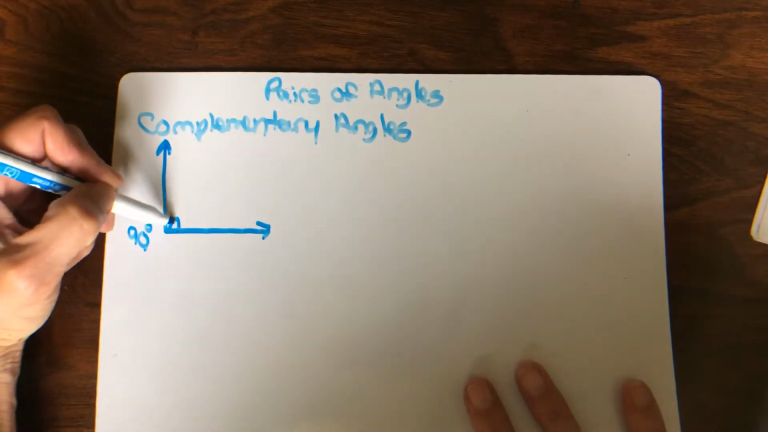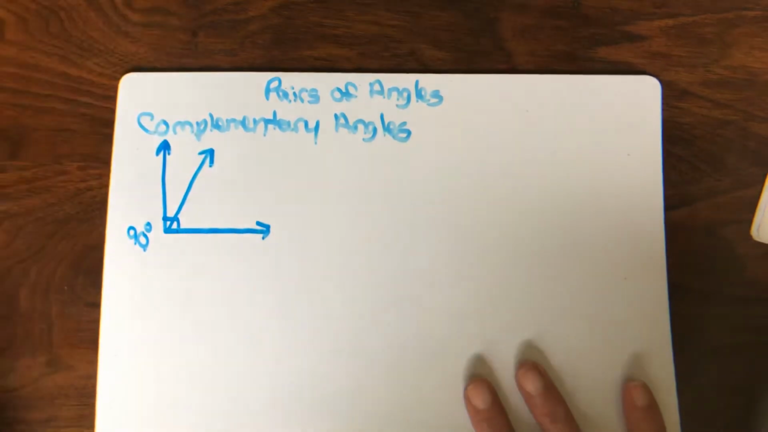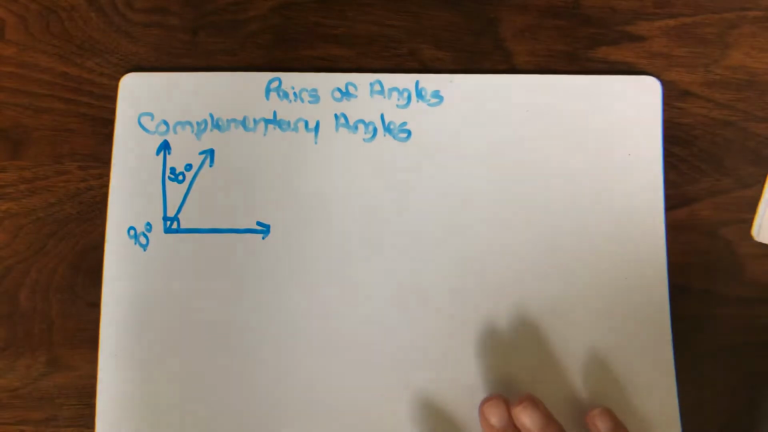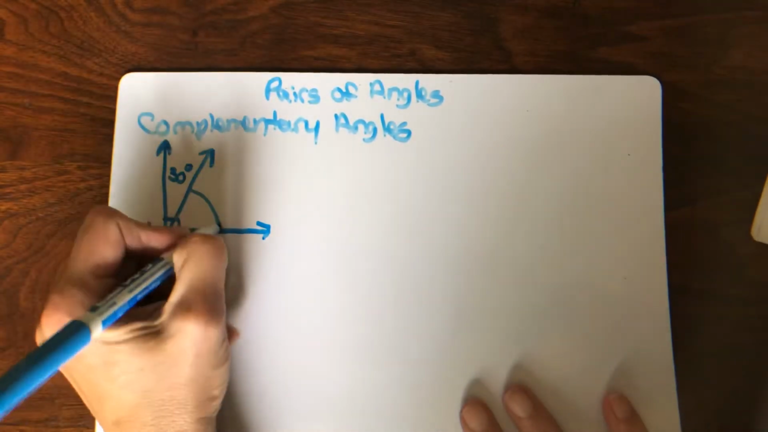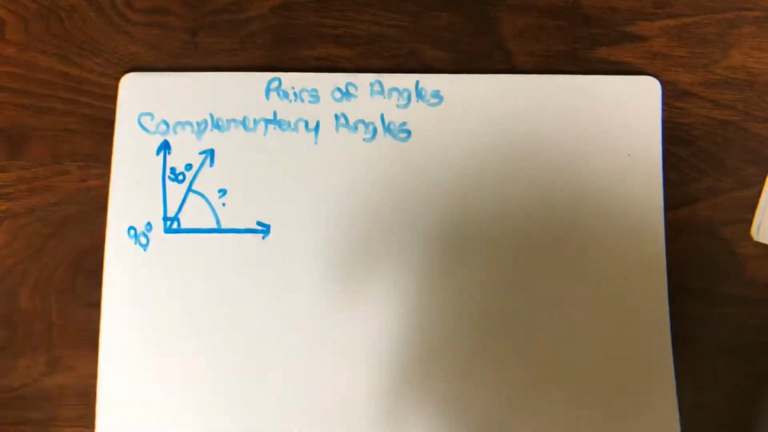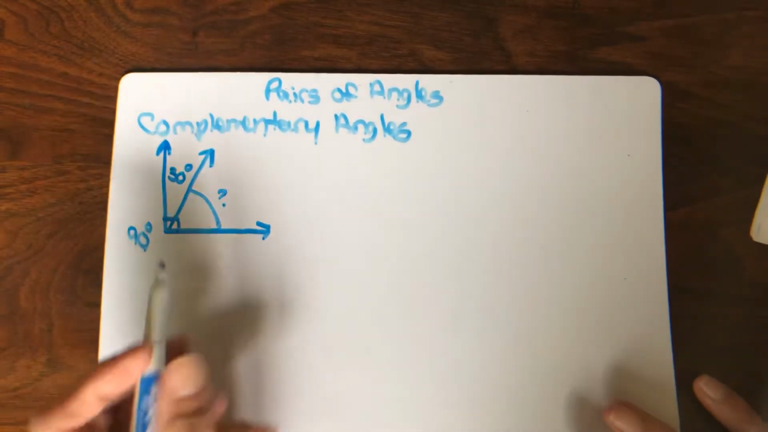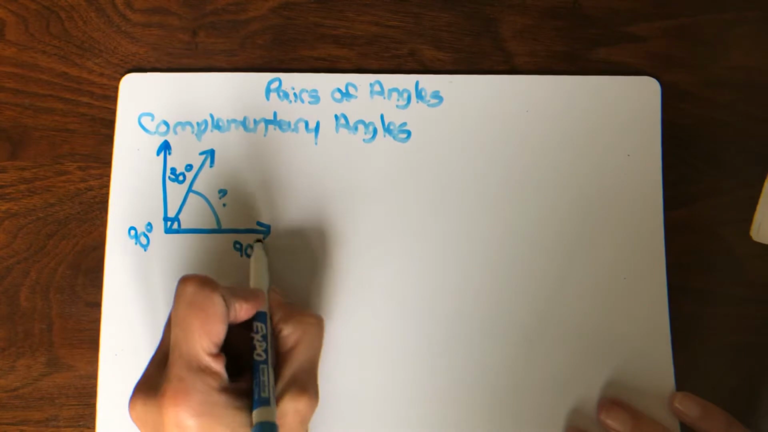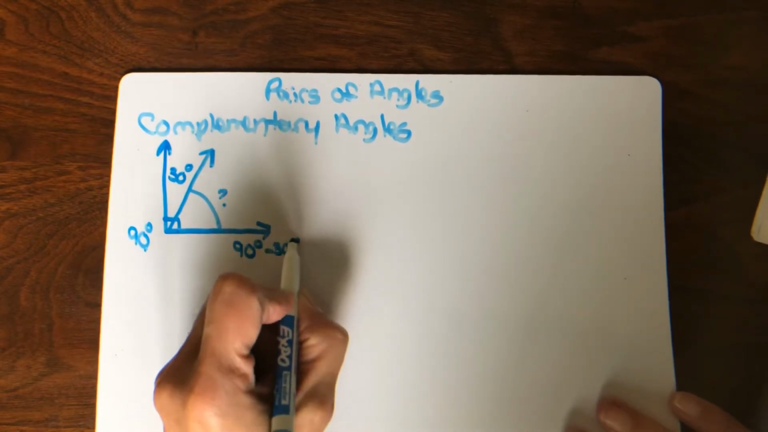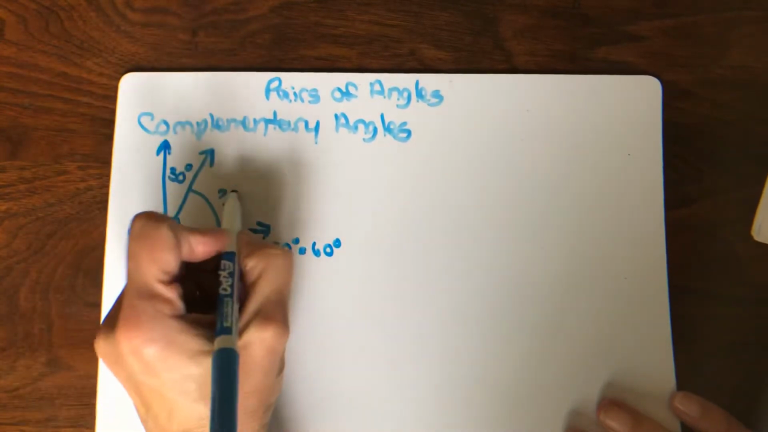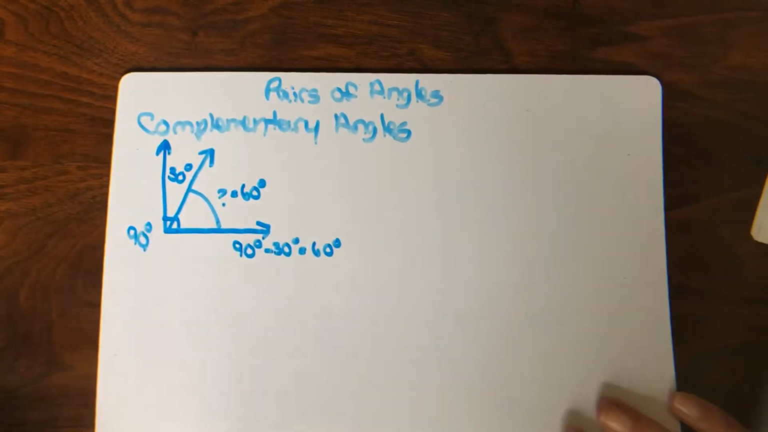So let's just say I chop this angle into pieces. And I tell you one of the pieces is 30 degrees. And I ask you to find what is the measurement of this other missing angle. That's what I'm asking you to find. Well, common sense would tell you that 90 degrees minus 30 degrees gives me 60 degrees. So what's missing? 60 degrees, right?